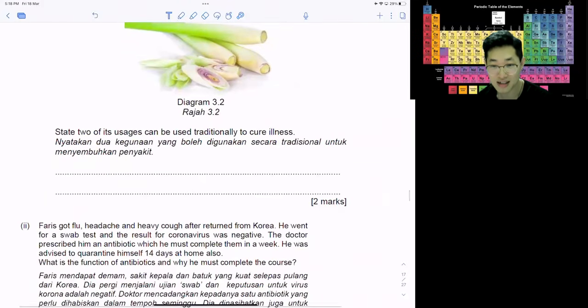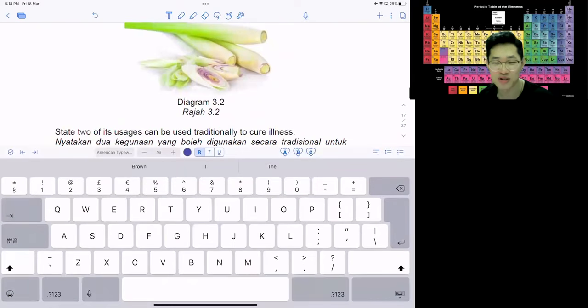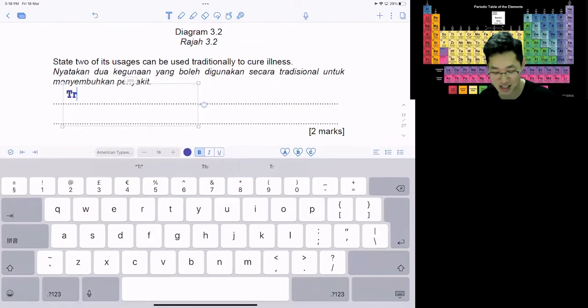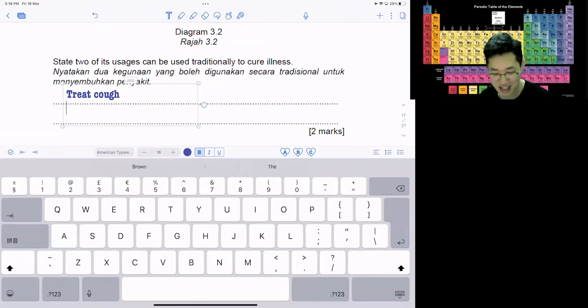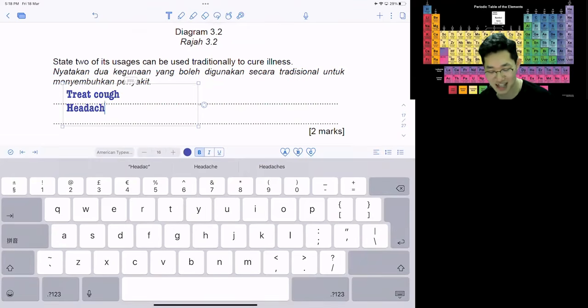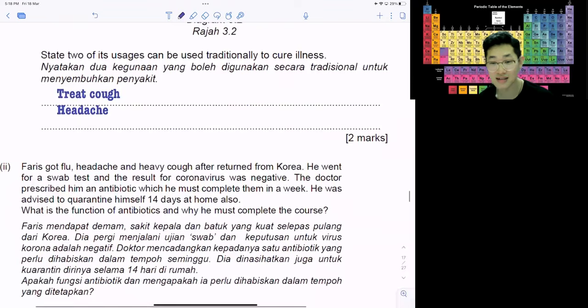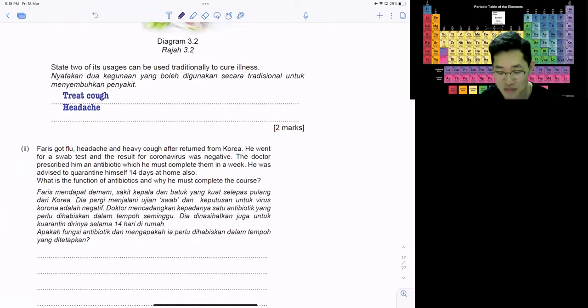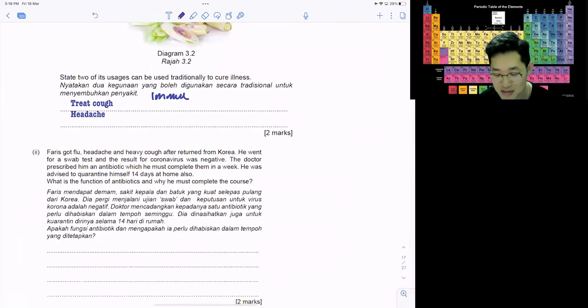I don't know if it can, anyway. I only know it can treat cough, I think, and headache, if I'm not mistaken. I forgot already. Stomach ache. Can lah, okay, boost your immune system, okay.